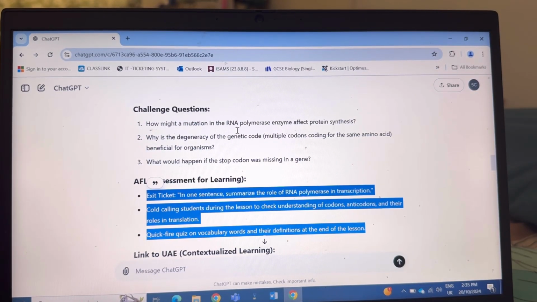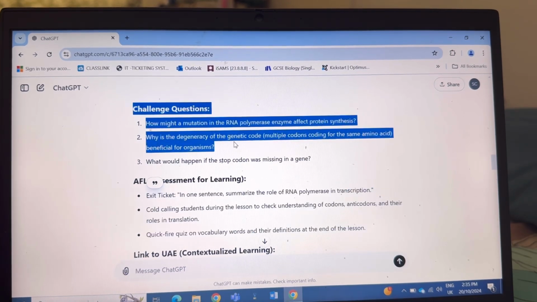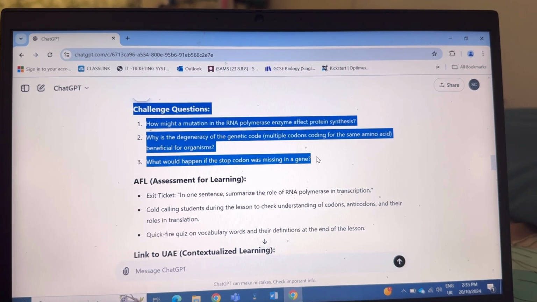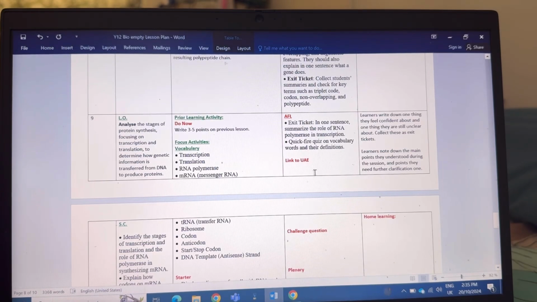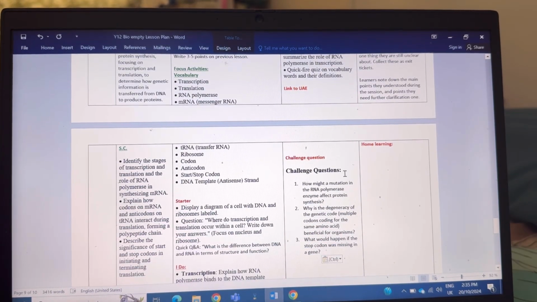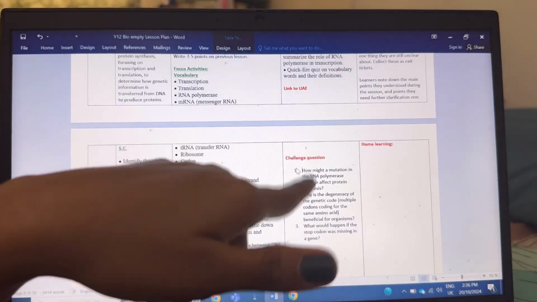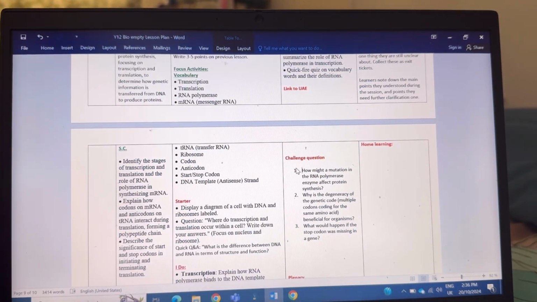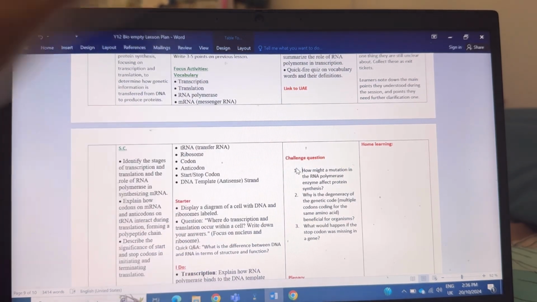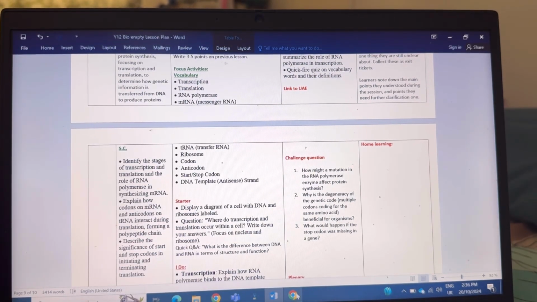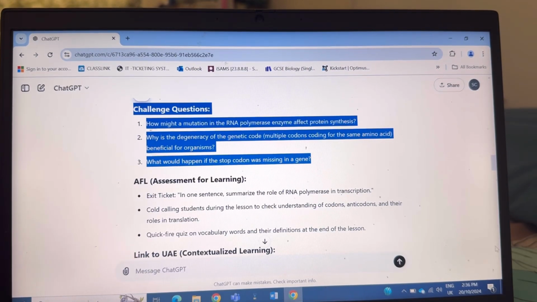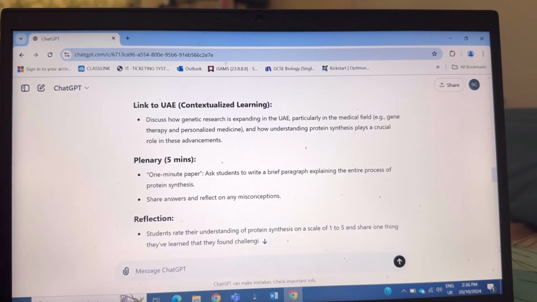Next, challenge question. This is for those students who finish their work faster when compared to other students. So let me keep 3 challenge questions in case some students finish their activity, I can give them. And then next we have a link to UAE.